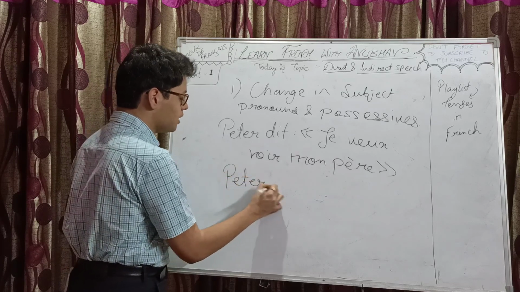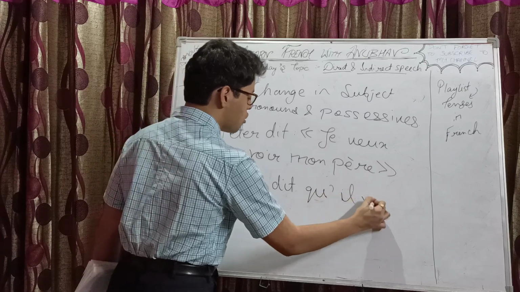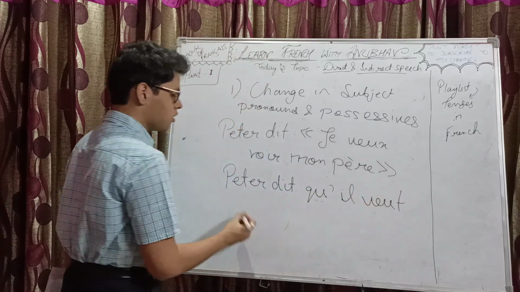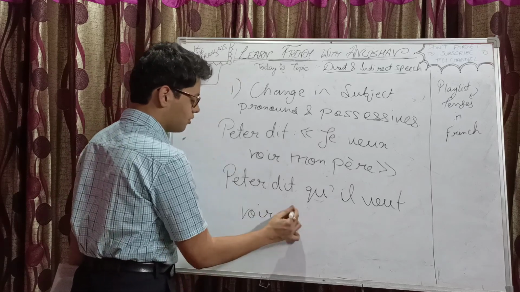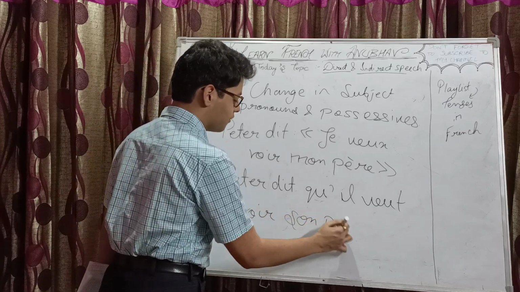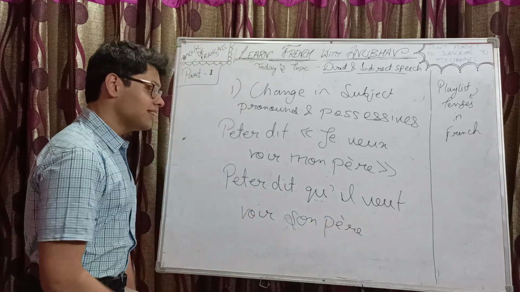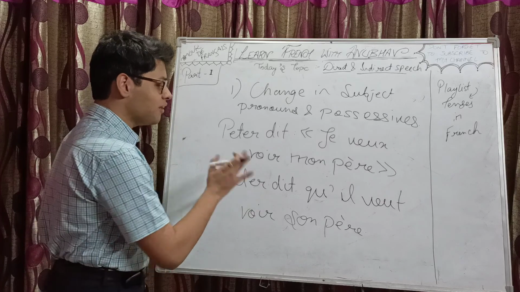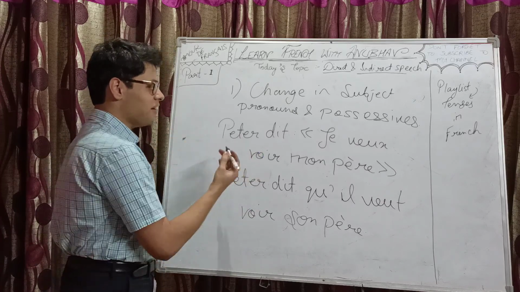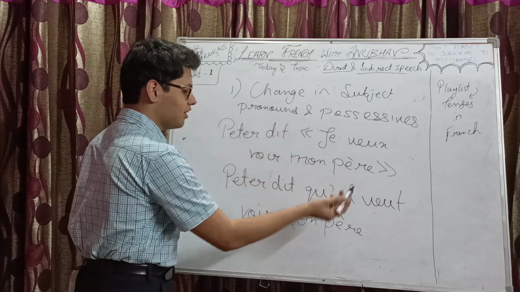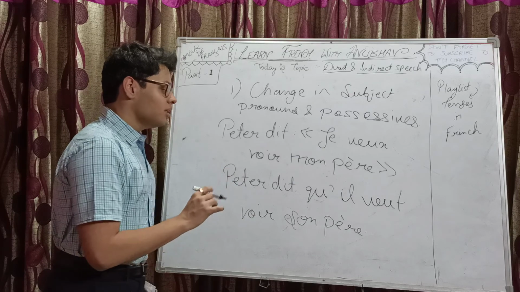So it would be Peter dit qu'il veut voir son père. I hope you noticed some changes over here. First, we removed one more thing. When you are converting from direct to indirect, you need not put the colon and the brackets. Just keep that in mind. Okay.